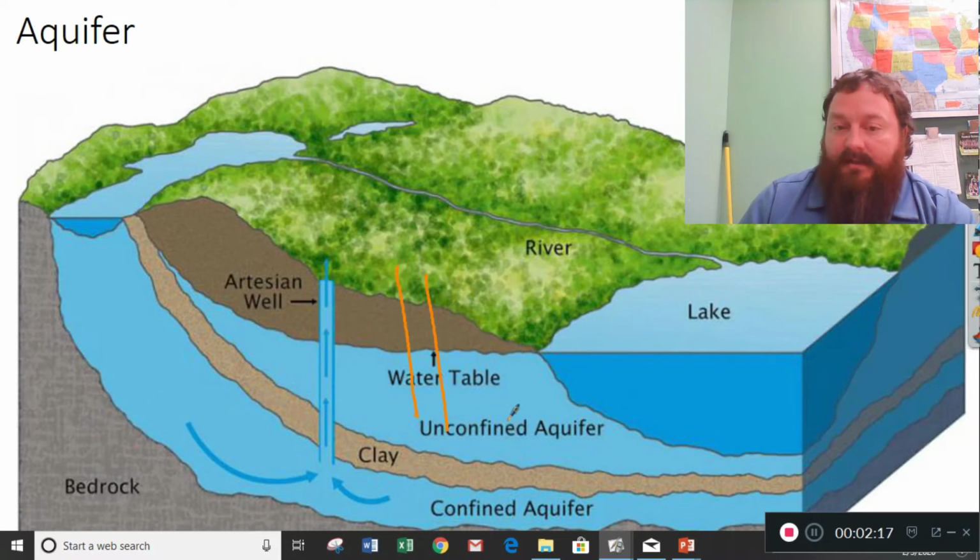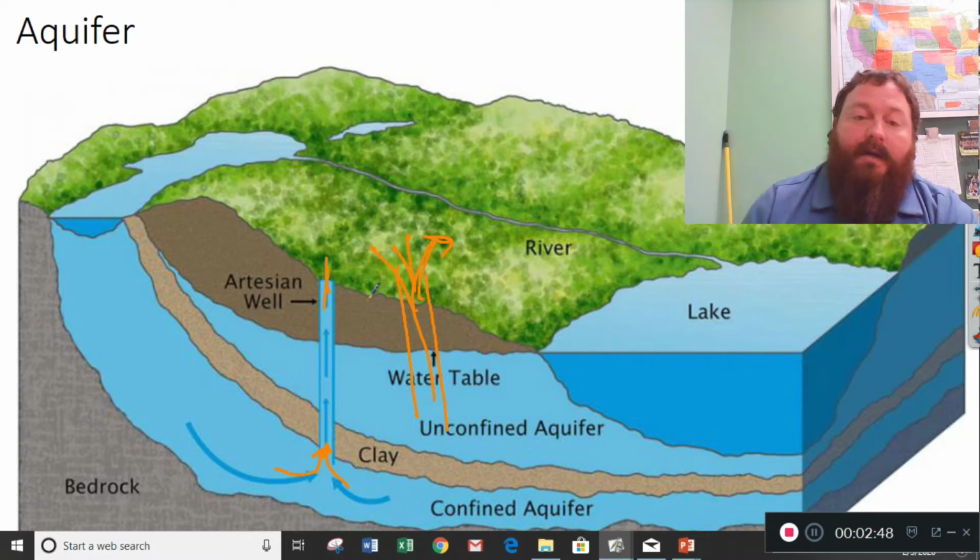If we drill wells down into the unconfined aquifer, then we need to use pumps to get that water up to the surface. Sometimes, not all the time, if we drill a well down into a confined aquifer, that water is pressurized and it naturally forces its way up our wells, and we don't have to use pumps at first until we take too much water out of that confined aquifer. Then eventually we'll have to use pumps. But pretty much every situation, every time you use a well, you're going to be using a pump to get the water to the surface.